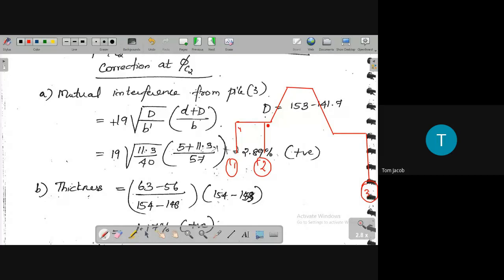Now what we are finding out is a mutual correction at 5C. So here is a point 5C2 and mutual interference from file 3. Okay, at 5C2 the interference is from file 3. File 3 we are finding out the interference from 5C2. So for that, first capital D. Here you have to keep in mind that capital D is the depth of the interfering file, and that is measured from the top of that file to the bottom of the other file.